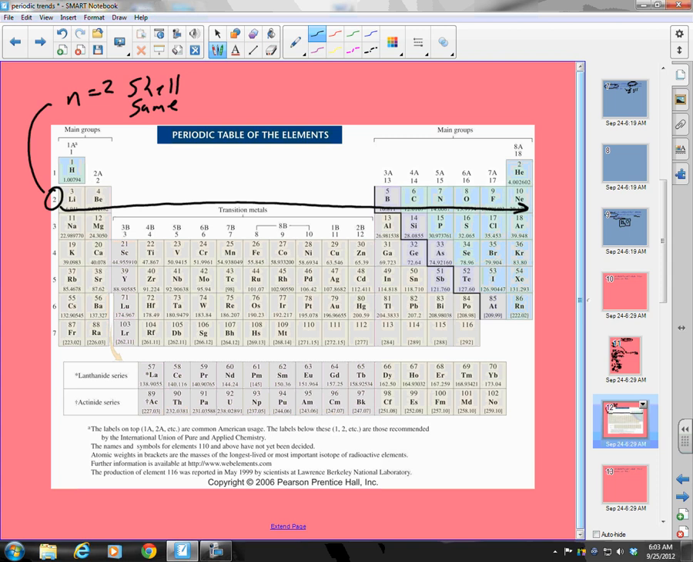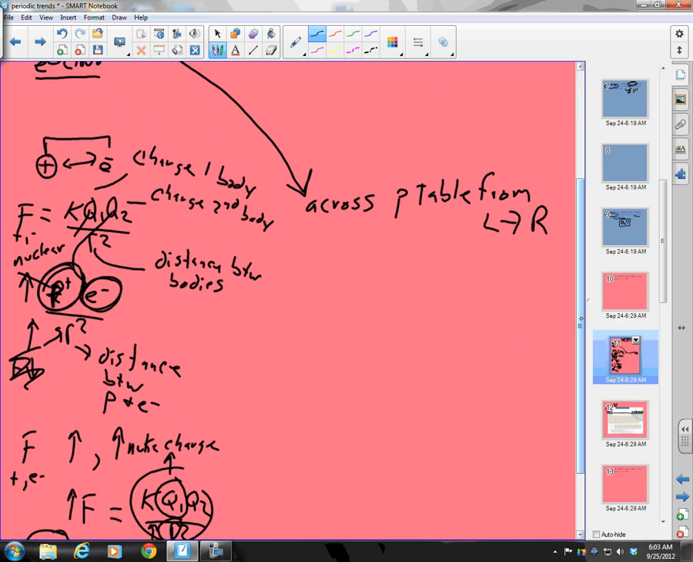Good. So they're all in the same shell. But notice what's happening to my atomic number as I go from left to right. My atomic number increases. That means what? I have more protons in my nucleus. And that means what? If I have more protons in my nucleus, I have a greater nuclear charge.